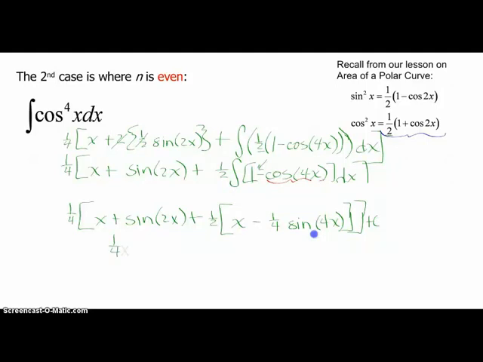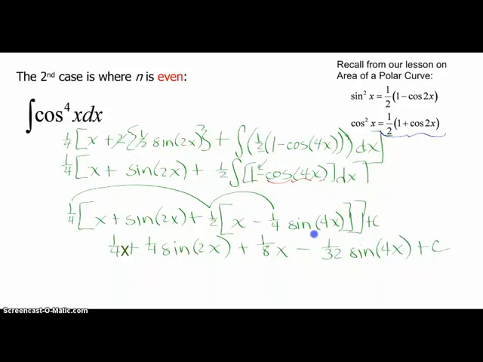I'll distribute that 1/4 plus 1/4 the sine of the quantity 2x. 1/4 times 1/2 is 1/8 x. Now I have 1/4, 1/2, and 1/4, and it's going to be a minus, so that's 1/32 times the sine of the quantity of 4x plus c. Now, that was a lot of work, a lot of time.